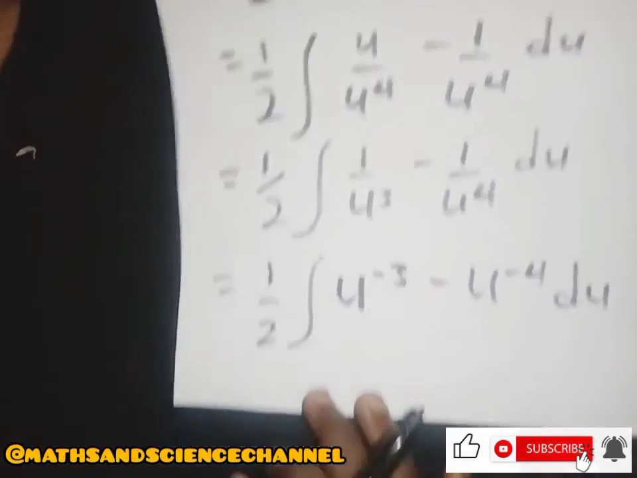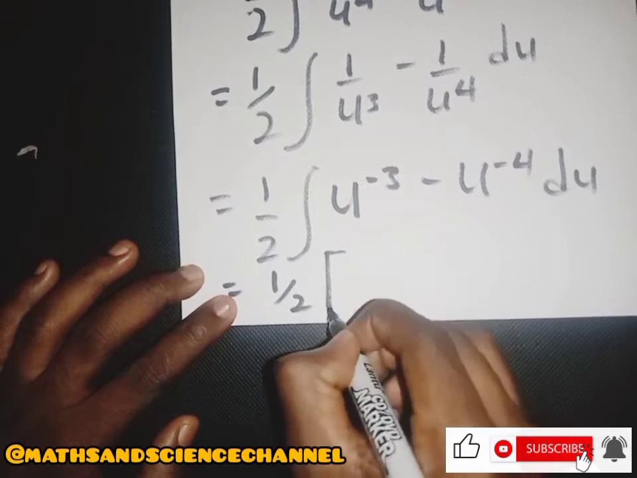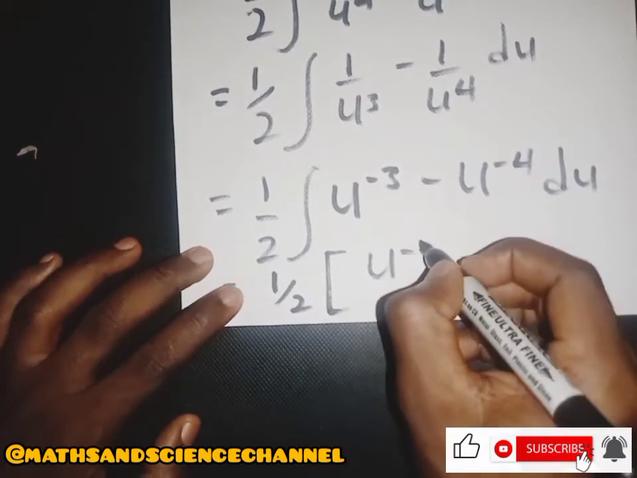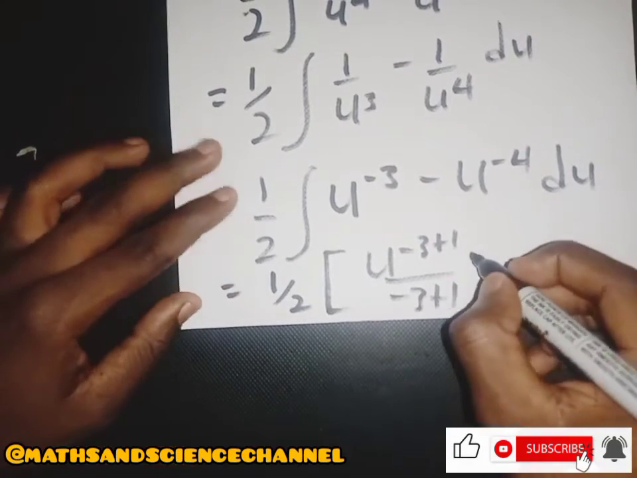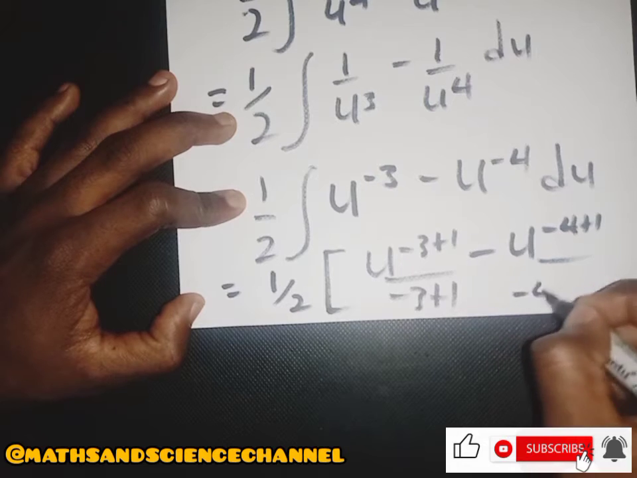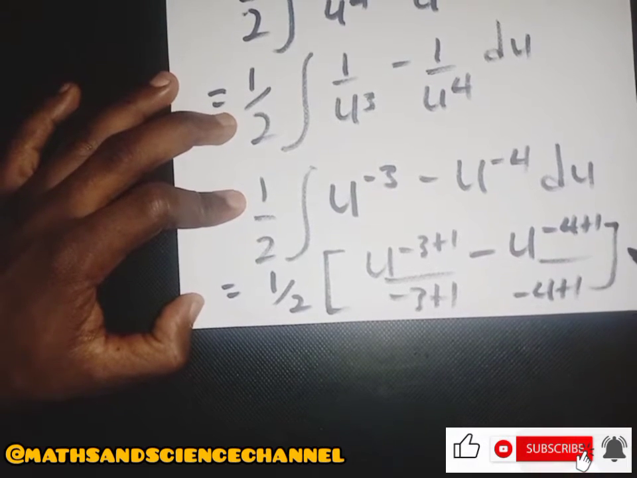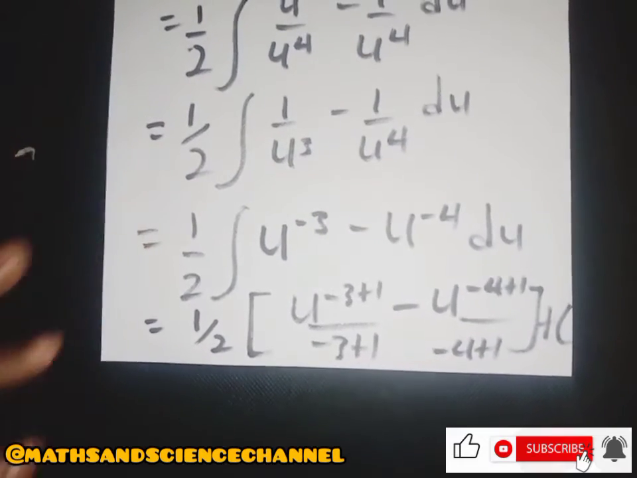So from here what we do is integrate. Integrating, we have u to the power minus 3 plus 1, then we divide by minus 3 plus 1, then minus u to the power negative 4 plus 1, then we divide by negative 4 plus 1. Remember, it's an indefinite integral, so we have the constant c in this case.